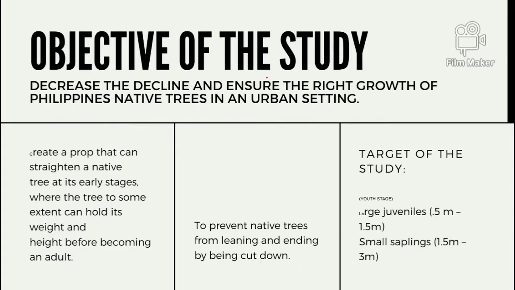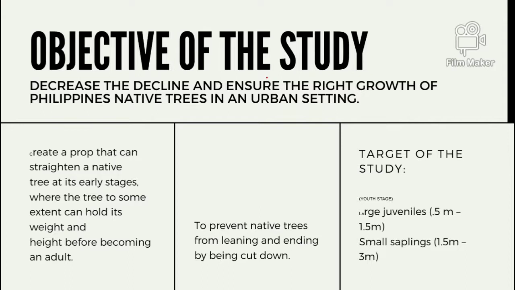So what's the objective of the study? The main objective is to decrease the decline and ensure the right growth of Philippine native trees in an urban setting. Sub-objectives are to create a prop that can straighten a native tree at its early stages, to prevent native trees from leaning and ending up being cut down.